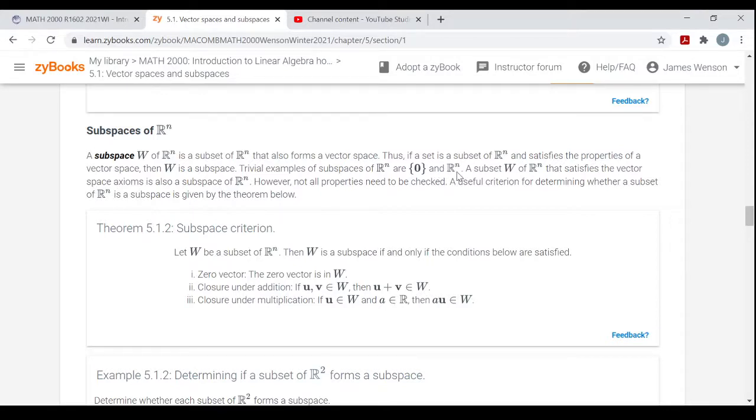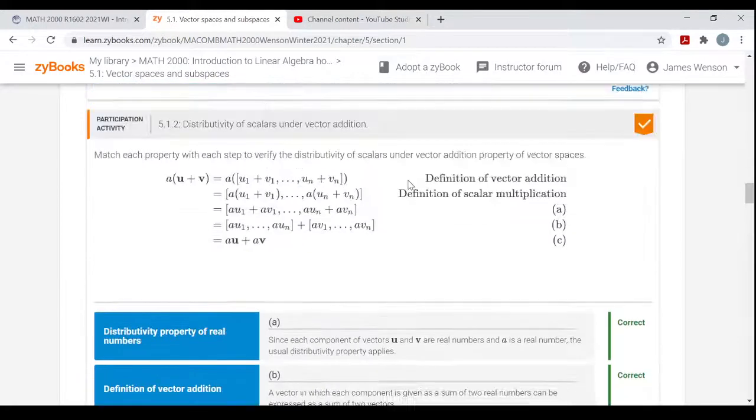Because remember, a subset of a set contains elements from that larger set. Well, every set is a subset of itself. So Rn is a subset of itself, a subspace. And the set with just the zero vector in it would also be a subspace of Rn, right? First of all, it's a subset, because the zero vector is in Rn. And it would satisfy all 10 properties.